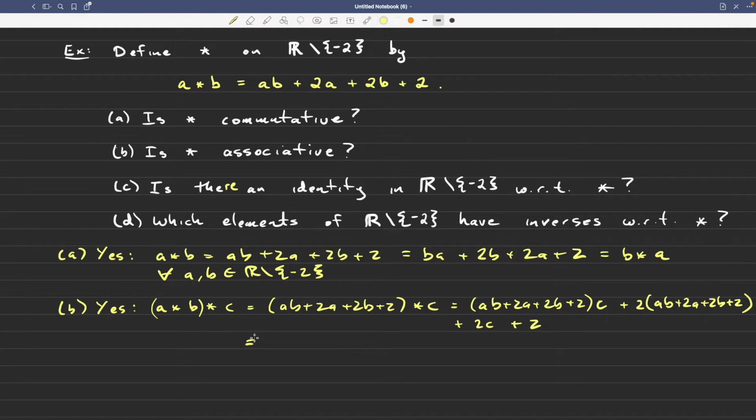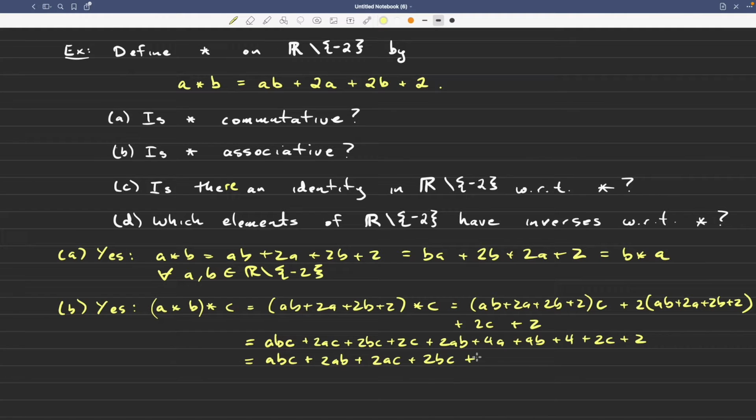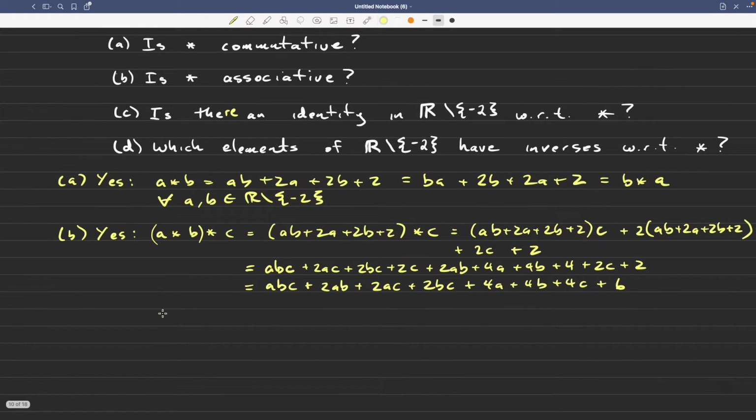And so let's see if we can expand this out a little bit. So this will be ABC. There's going to be a 2AC, a 2BC, another 2AB. So let's just see what this works out to. Okay, so this is what you get after you simplify it all out, or expand it all out and gather like terms. You get ABC plus 2AB plus 2AC plus 2BC plus 4A plus 4AB plus 4C plus 6.